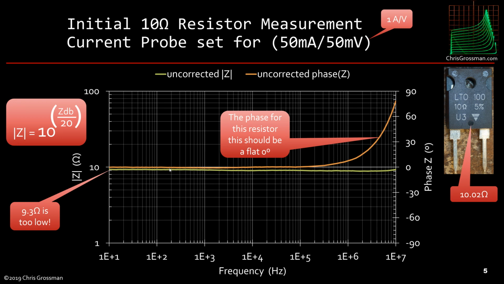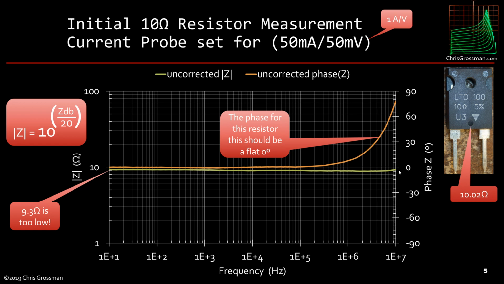And so I plotted the magnitude and phase, and then I converted the impedance from the dB value like this. You divide the dB value by 20 and raise 10 to that power. And I got 9.3 ohms, which is low because I know I've measured this resistor, and even though it's 5%, it was really 10.02 ohms.